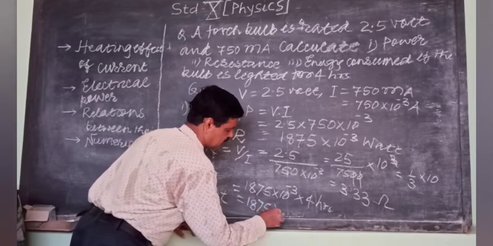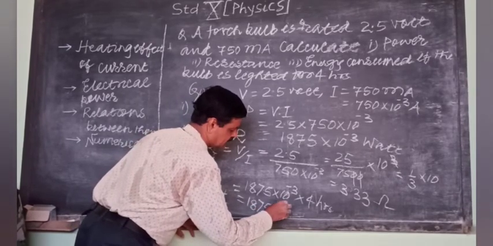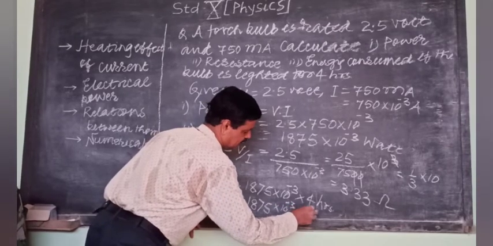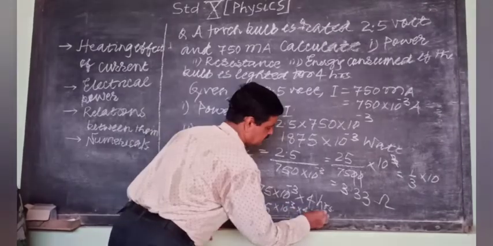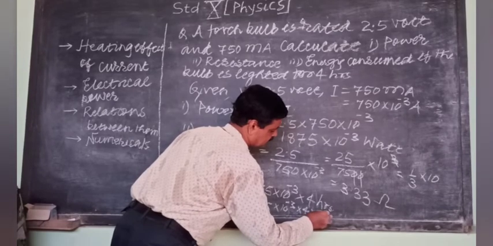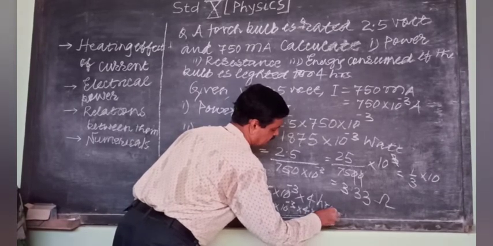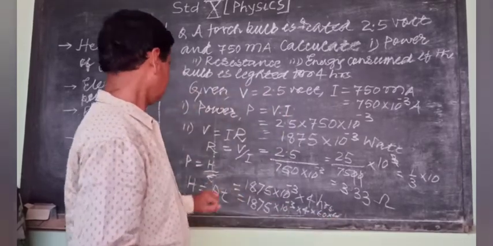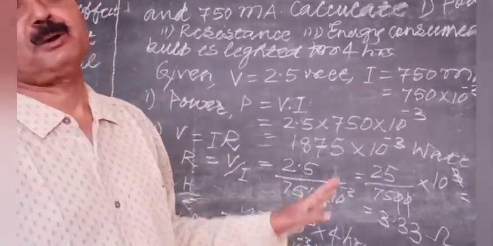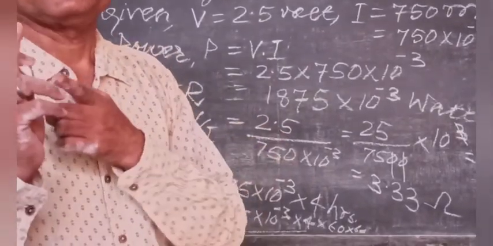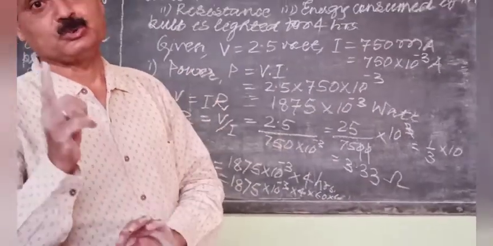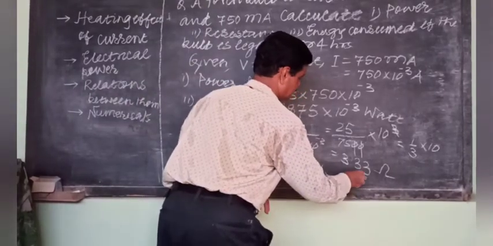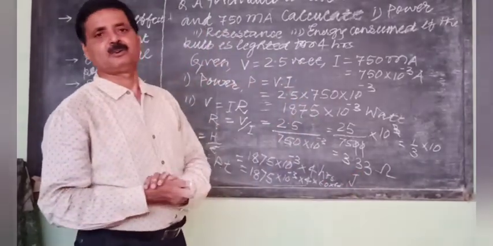Just for your help, 10 to the power minus 3. 4 hours means 4 into 1 hour, that is in terms of minute 60 minutes and 1 minute 60 seconds. You will solve it and finally you will get the value of energy consumed. Its unit will be joule. Finally you have to write joule after solving it. Okay?